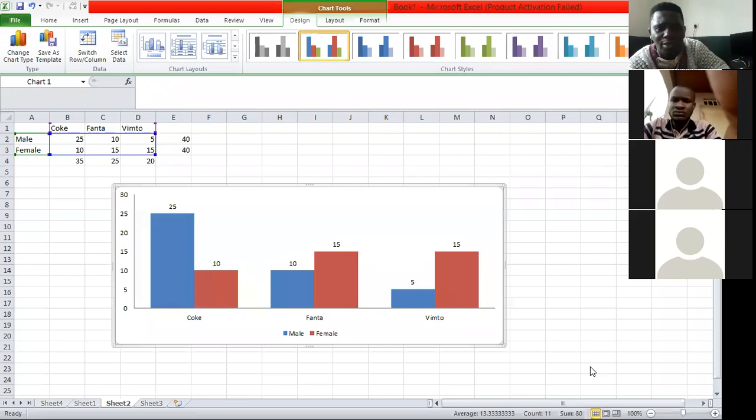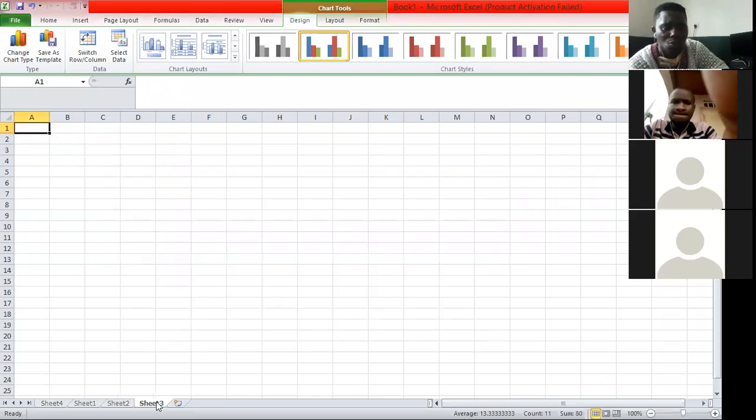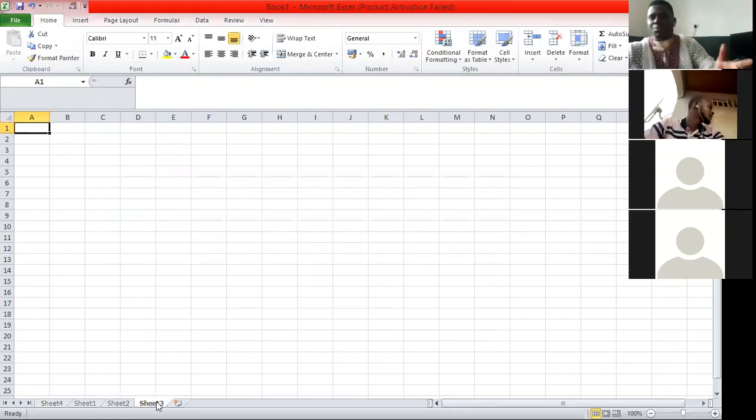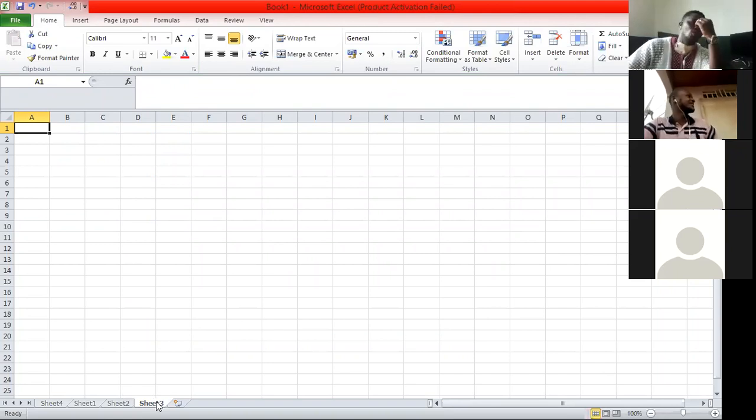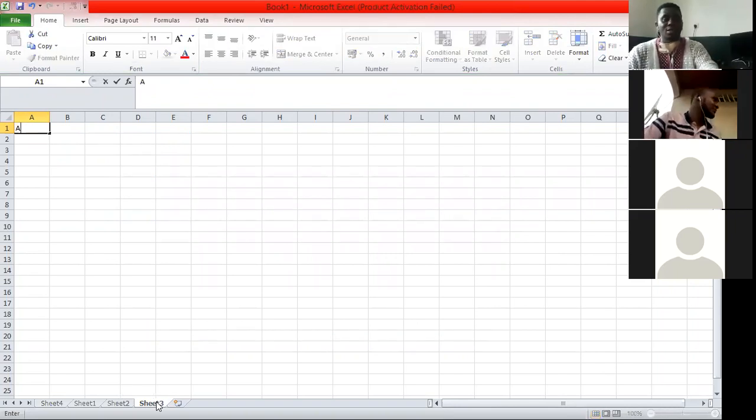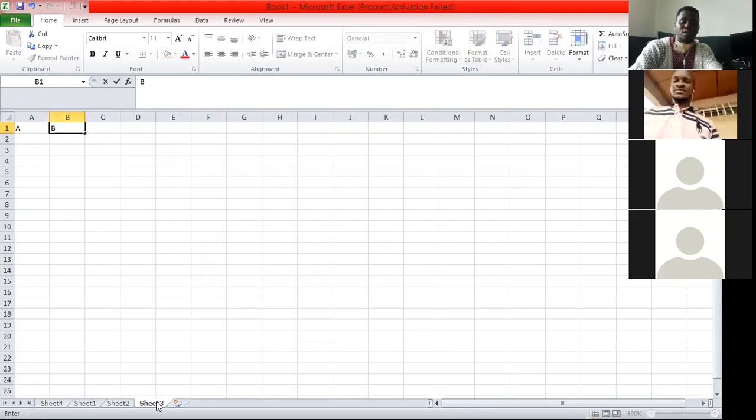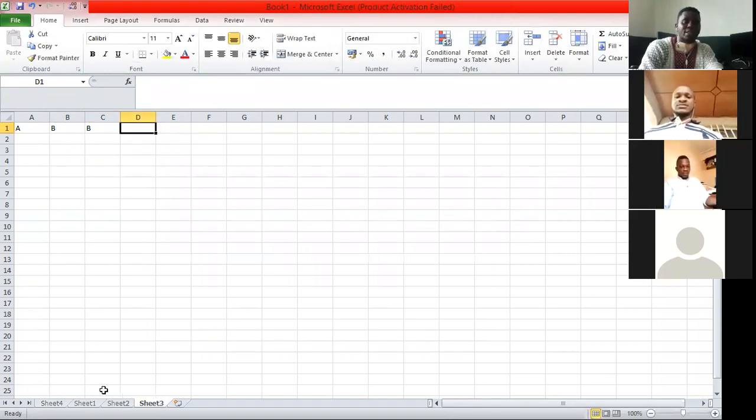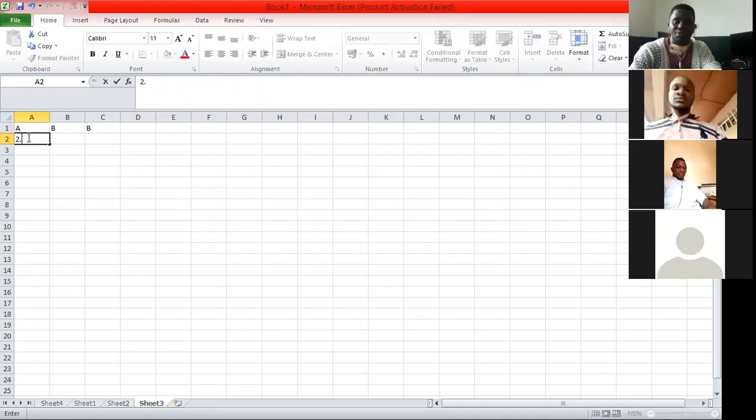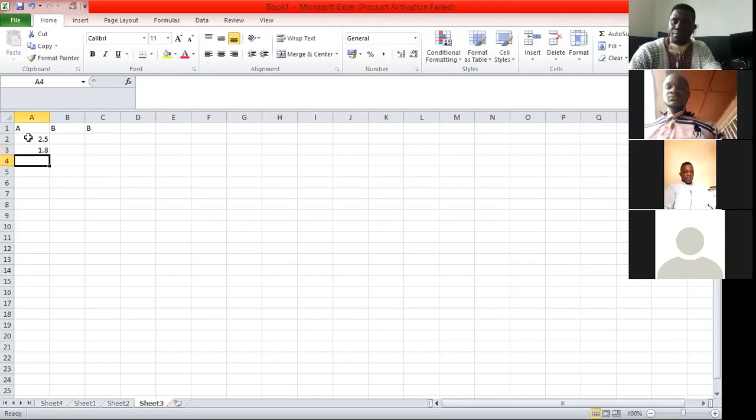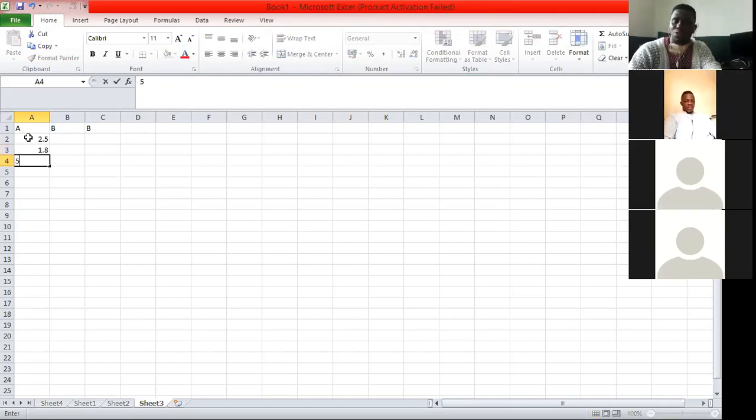So let's say we want to illustrate the analysis of variance I have just discussed with you. Say I'm talking about three categories. The three categories are, say, category A, category B, and category C, and you have data. Say I have this perspective data: 2.5, 1.8, 5.5, 6.5. So you have these data for the first category.